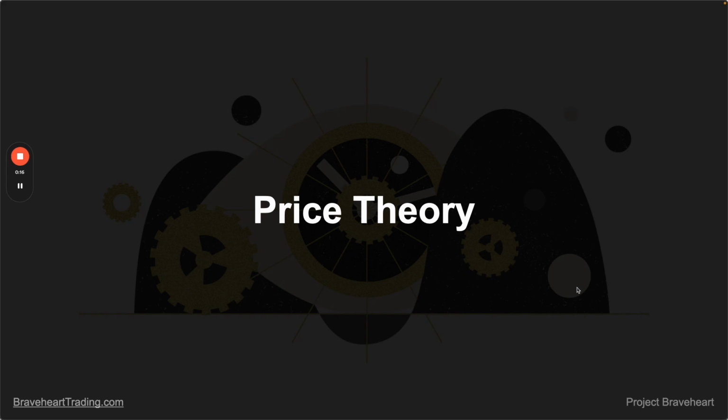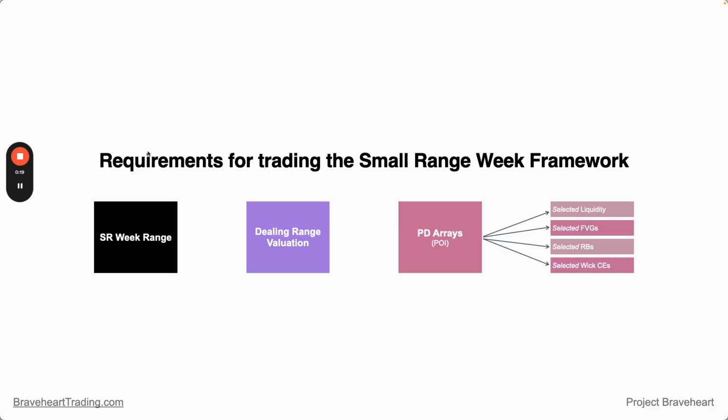So let's get into price theory. What are the requirements for trading the small range week framework? First of all, we need the small week range itself, then the daily range valuation of that, which is the 25%, 50%, and 75% of this. And then the PD arrays within that daily range, which gives us the exact point of interest we're interested in. So mainly that will be liquidity and fair value gaps, but also due to the small range week, rejection blocks and wick CEs will be utilized a lot as well.